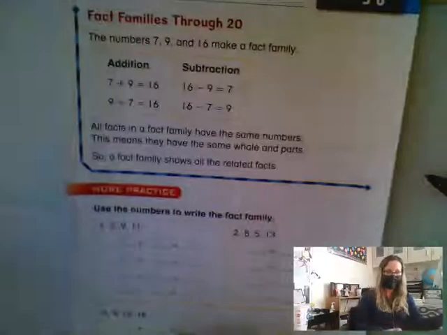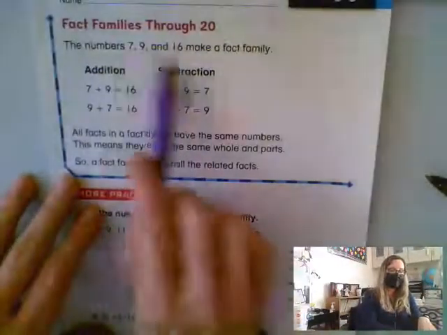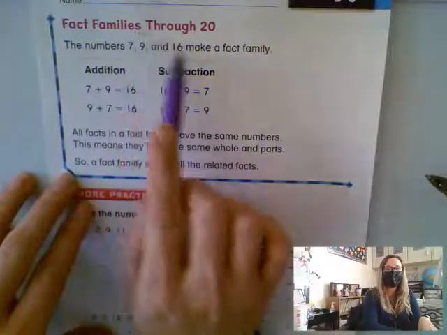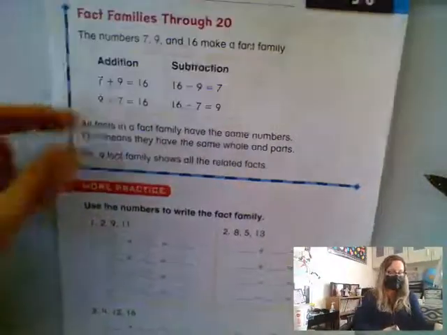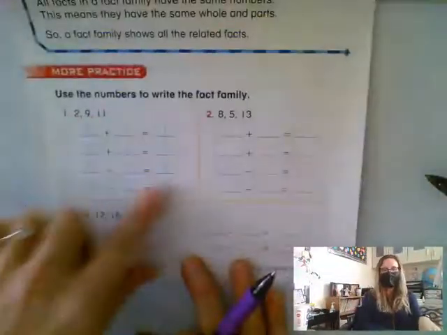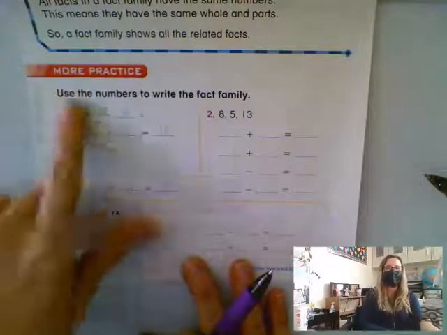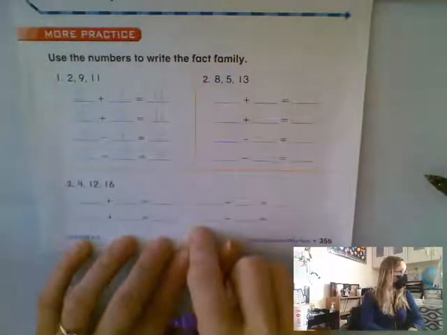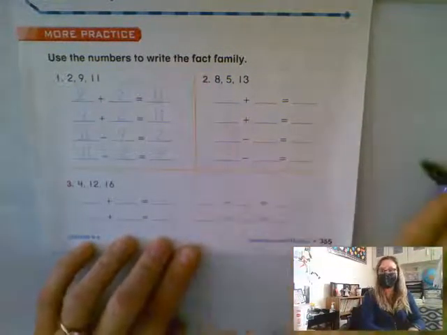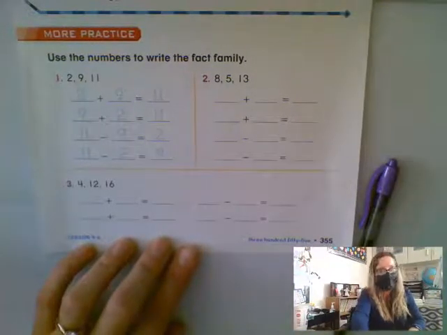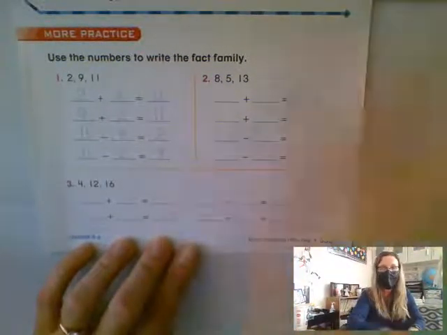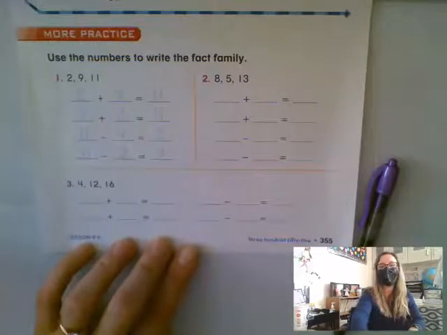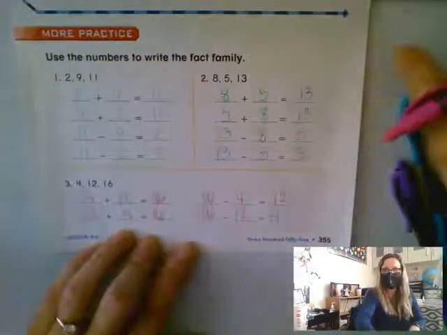We're going to go right to the top of page 355. Again, here they're showing you the fact family for 7, 9, and 16. They did number 1 for you, so you don't have to work that one out. If you want to trace them, you may. But right now, on your own, I want you to plug and chug, do 2 and 3. And then in just a few minutes, we will check it. So friends at home, go ahead and pause. Work through 2 and 3, and then unpause, and we'll go over the answers together.